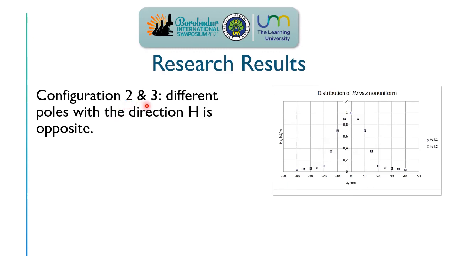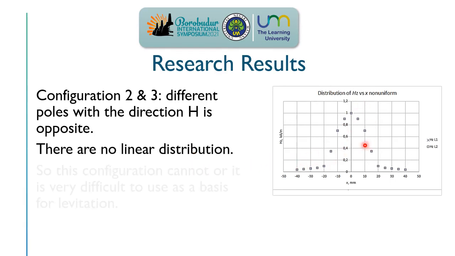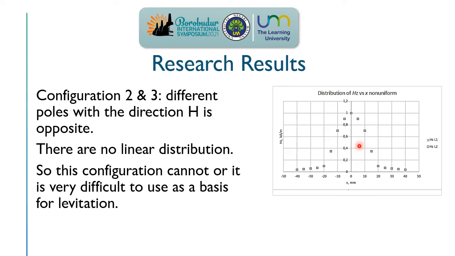Configurations 2 and 3, different poles with the direction opposite. There is no linear distribution. So this configuration cannot be used, or it is very difficult to use, as a basis for levitation.